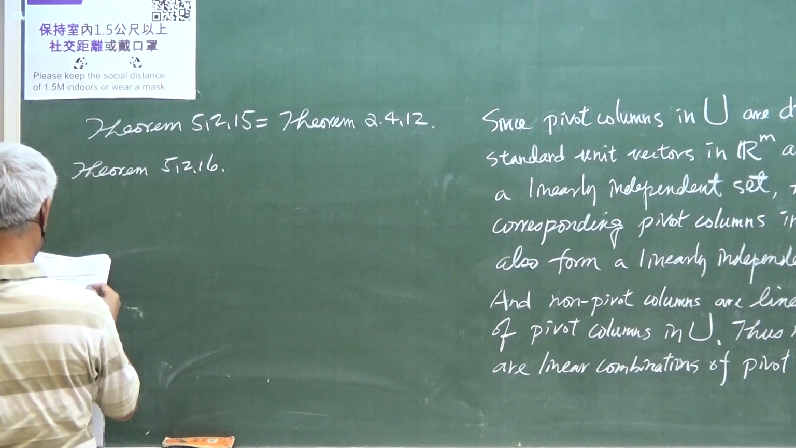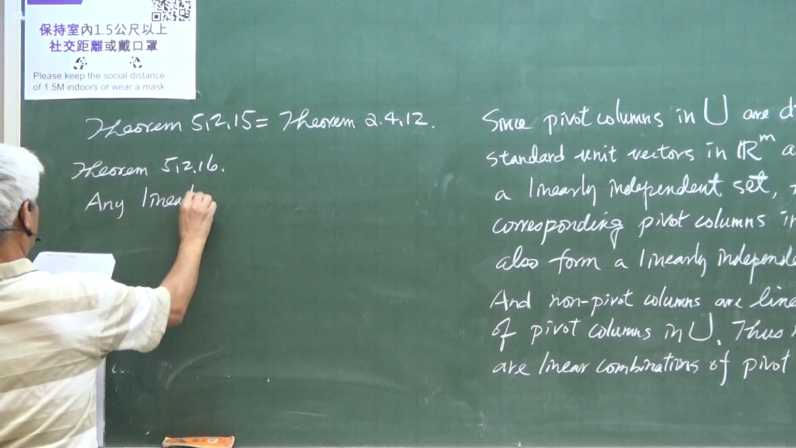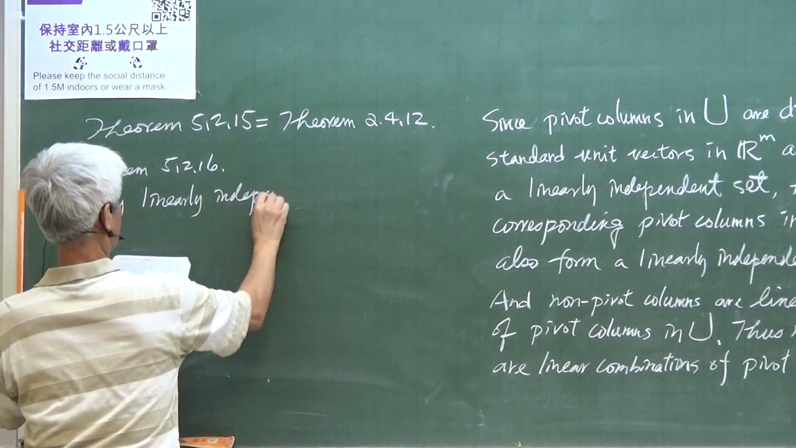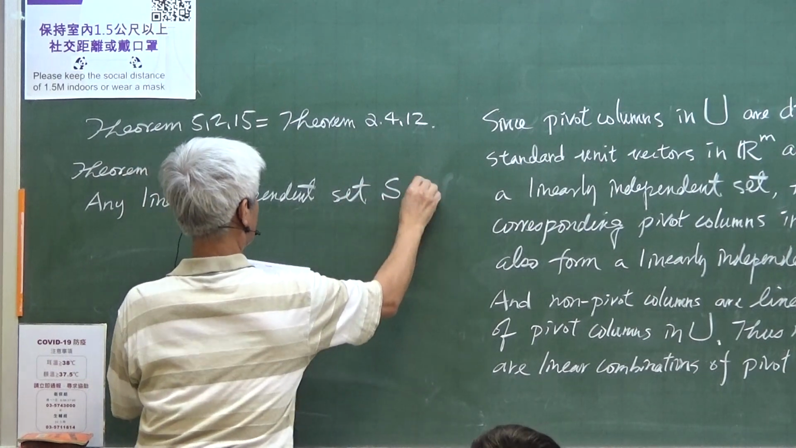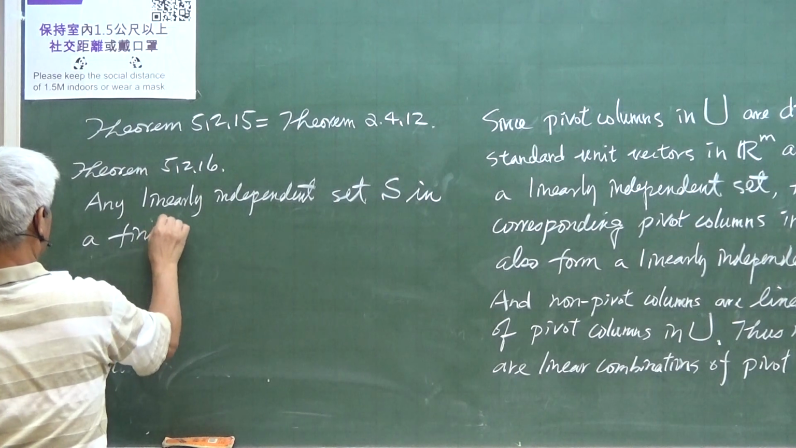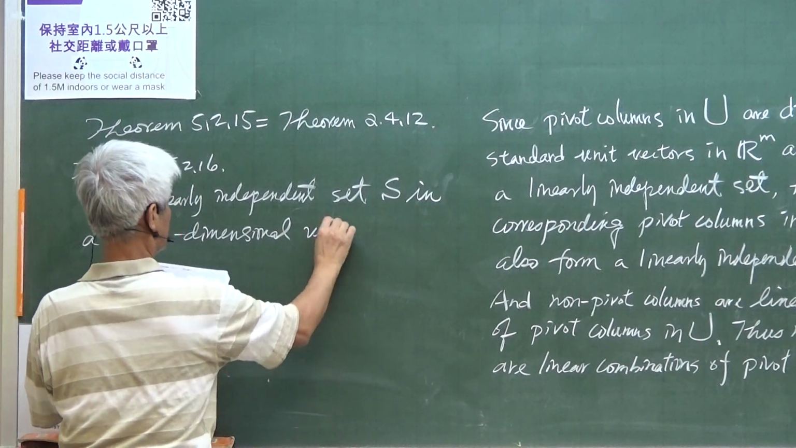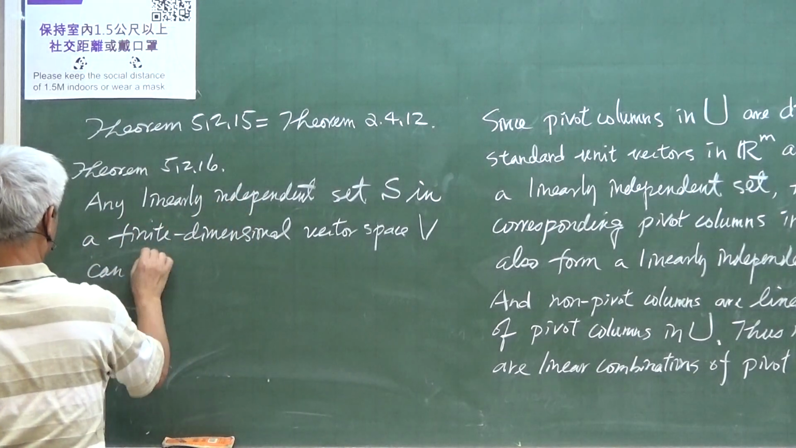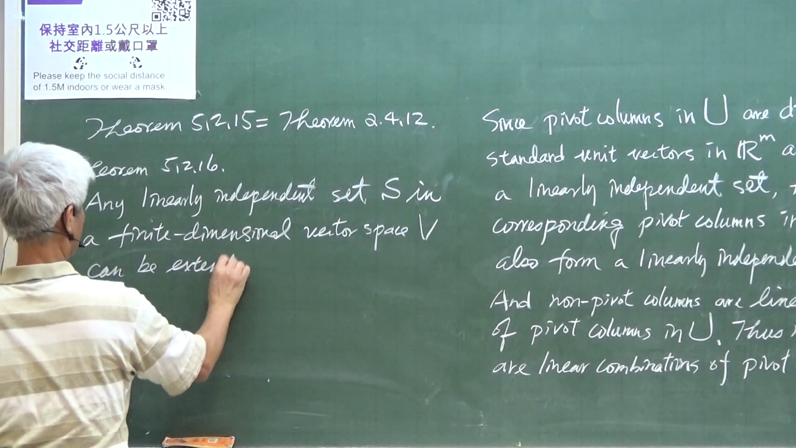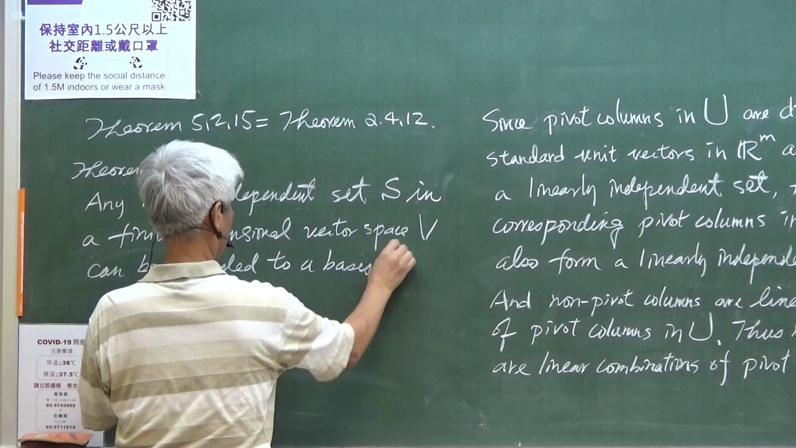Theorem 16. Any linearly independent set S in a finite dimensional vector space V can be extended to a basis for V.